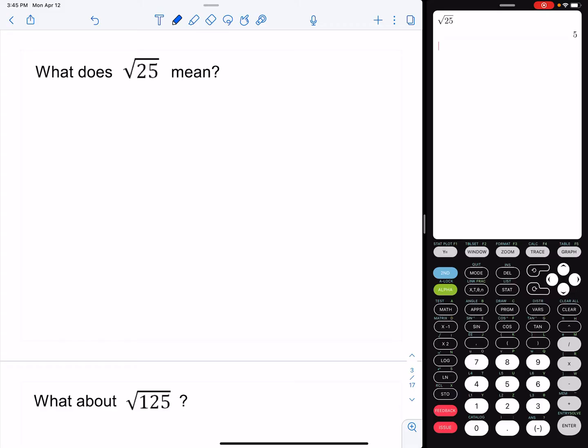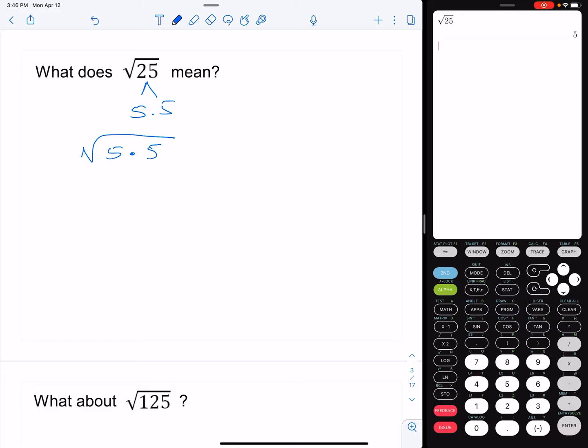So how does prime factorization and square roots, radicals, go together? Well, let me explain. So what you're going to do is you're going to take this 25 and you're going to prime factor it into 5 times 5. And what we're going to do is we're going to take that 5 times 5 and we're going to place it underneath the radical.